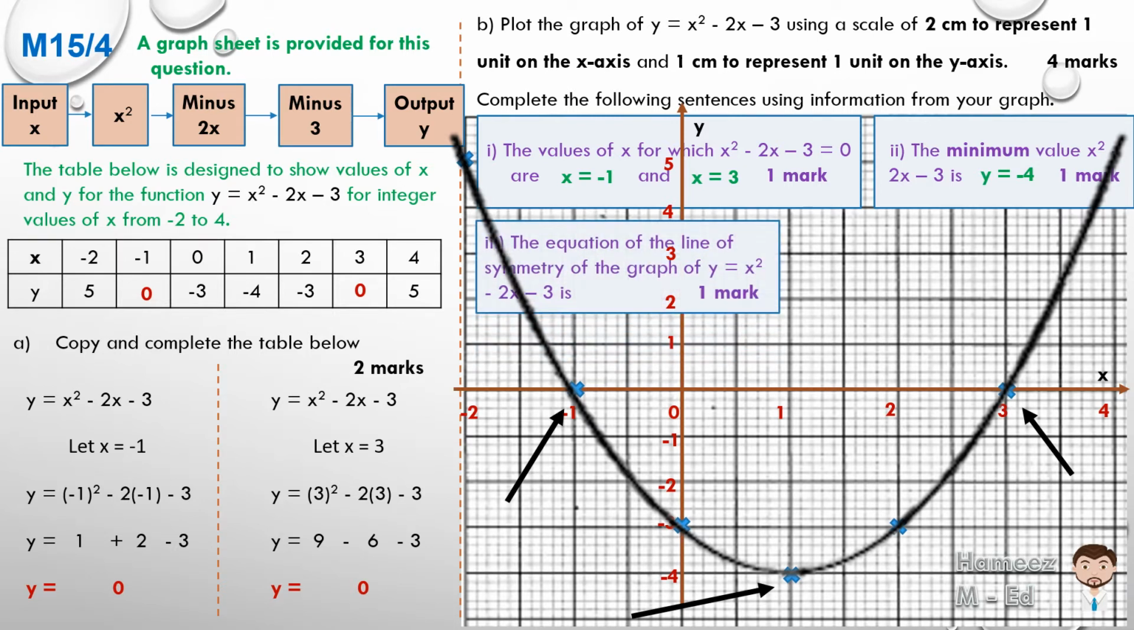For part 3, the last part of the question: the equation of the line of symmetry of the graph of y is equal to x squared minus 2x minus 3 is... So how do you get the line of symmetry? If we look at our quadratic, we can see that we can fold it evenly, and there's a mirror line, or an axis of symmetry, or a line of symmetry. They all mean the same. And I'll put it in green, so we can see where that line is. That line is passing through x equal to 1, and that's the mirror line.